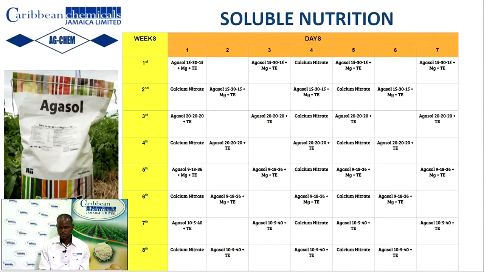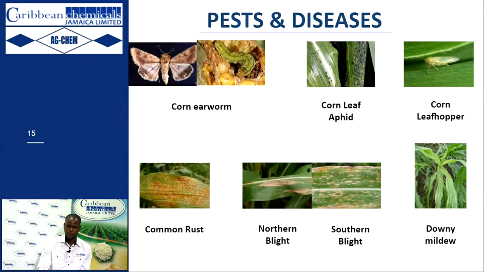And from week seven to eight, we're looking at our Agasol 10-50-40. High potassium solution for you with trace elements. So this will increase your size, increase quick development for you, right? So these are some of the soluble options you can use.